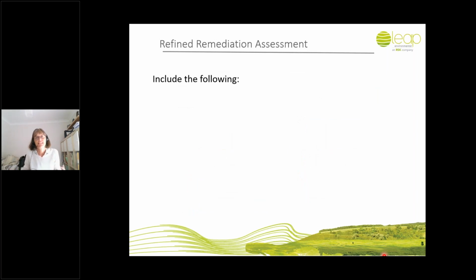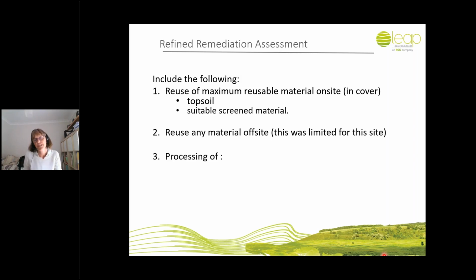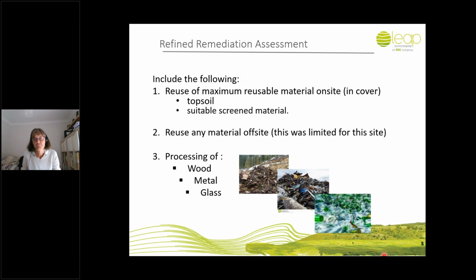So if you do the next stage, you go, okay, we had our first basic remediation idea. Now let's try to refine it. What's the maximum reusable material that we can use on site from the topsoil or screen material? Can we reuse any of this material off site? It wasn't that good for this site actually, so I haven't really included that. But the other thing you really do see is there is potential to think about the processing of the wood, the metal, and the glass. Maybe we introduce that into our carbon model and have a think about what that's doing.